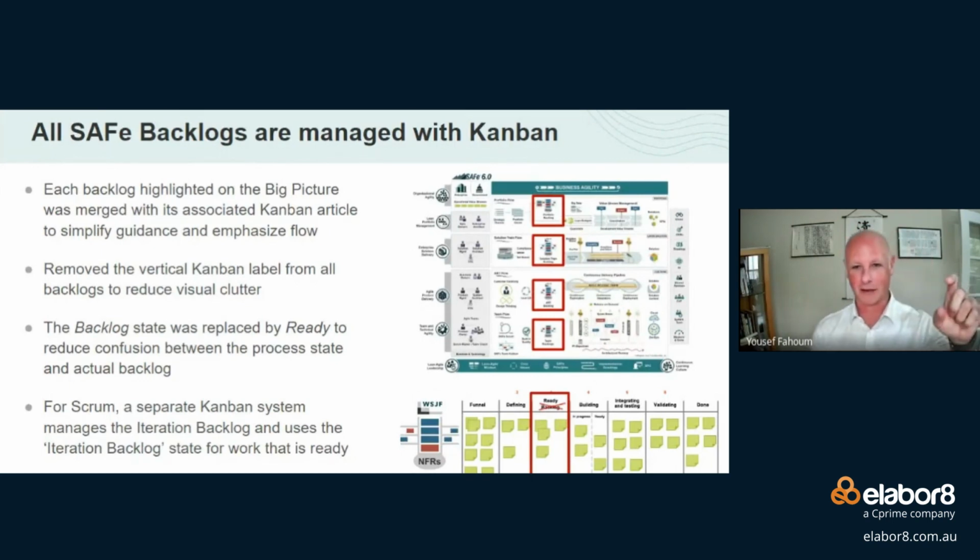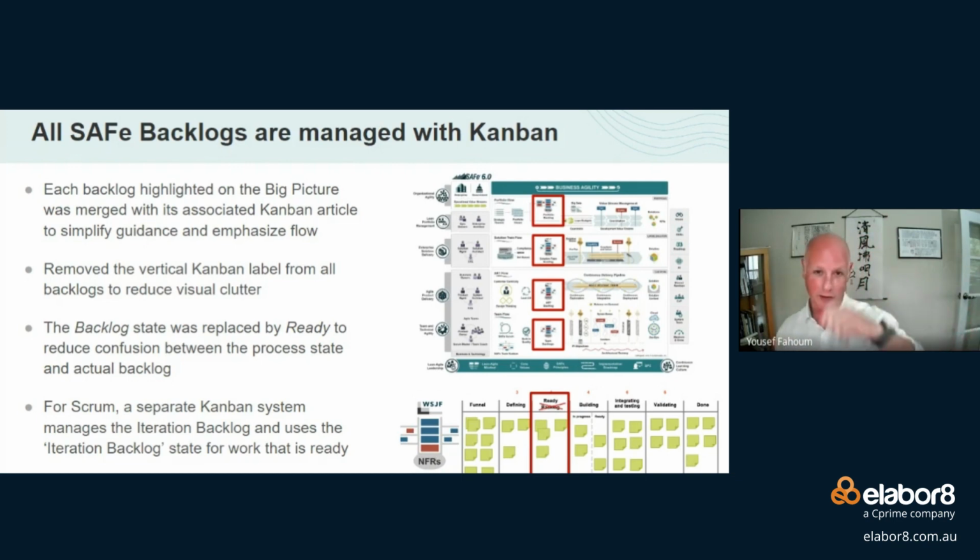Each one is highlighted extra big in the big picture. They removed the vertical Kanban label from all the backlogs to reduce clutter. It's getting a little cluttered there. Backlog state was replaced with ready. So if anybody's working on a team, yes, we have a backlog in the backlog deal, and that was treated as the ready state in our Kanban board. But what do we really want to call it? Ready. It's ready to work on.